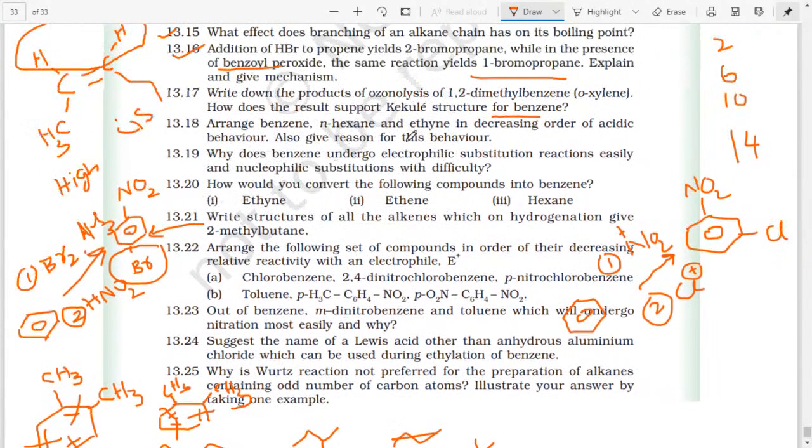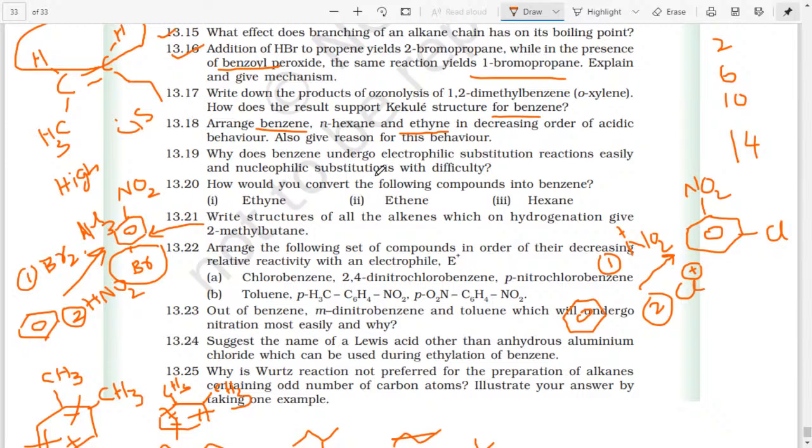Next, arrange benzene, n-hexane and ethyne in decreasing order of acidic behavior. Also give the reason for this behavior. Alkynes are acidic, students, then followed by benzene, then hexane because of sp3 hybridization. The more the s character, the more acidic the compound is going to be. So ethyne is sp hybridized, benzene is sp2, hexane is sp3. So ethyne followed by benzene followed by hexane.